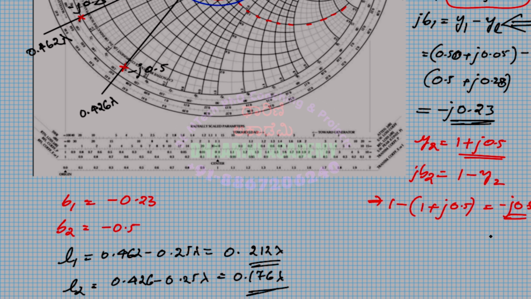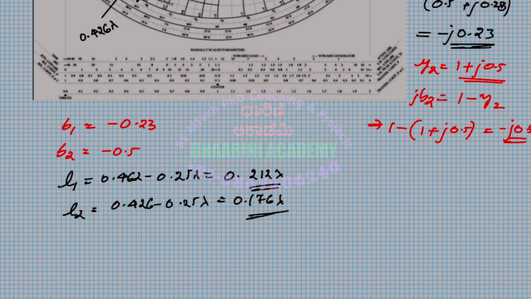All right, let's move on to the next problem. I'll give a problem for you to solve. Take your time and solve, then we'll discuss. Is it okay? This is the next question. ZL is equal to 60 plus j40, Z naught is equal to 50 ohms, and the distance between the stubs is lambda by 8. Please try to solve this, then we'll discuss the problem.